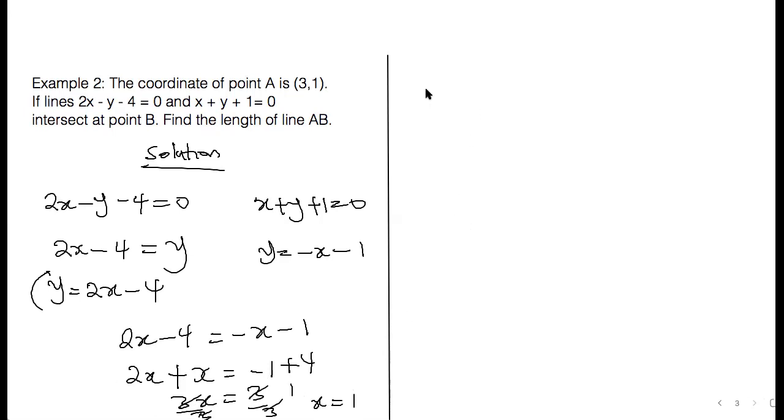Then I can find y by substituting the value of x into any of these two equations, this one or this one. So if I use this, I will have y equals minus x minus 1, y equals minus 1 minus 1, y equals minus 2. So that means the coordinate of point B will be 1, minus 2. So I have the coordinate of B, and I was given the coordinate of A. I can find the length of the line AB.